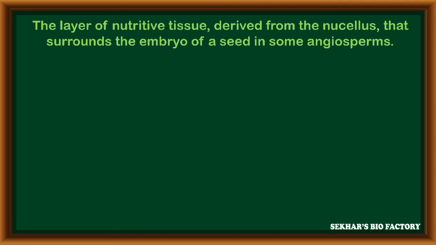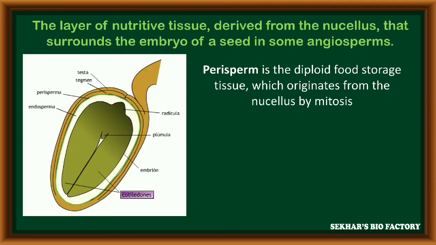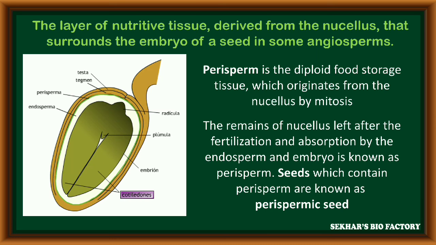The layer of nutritive tissue derived from the nucellus that surrounds the embryo of the seed in some angiosperms, such type of tissue is called perisperm. The perisperm is generally a diploid food storage tissue. It originates from the nucellus tissue with the help of mitotic division. During embryo sac development, the endosperm receives food material from the surrounding nucellus tissue. At this time, the nucellus completely degenerates.